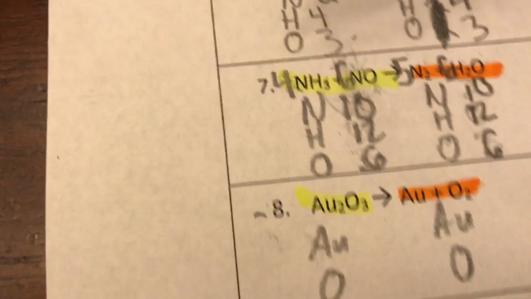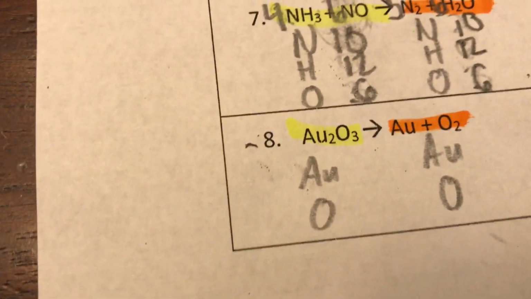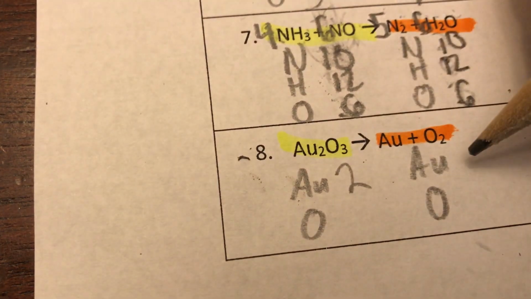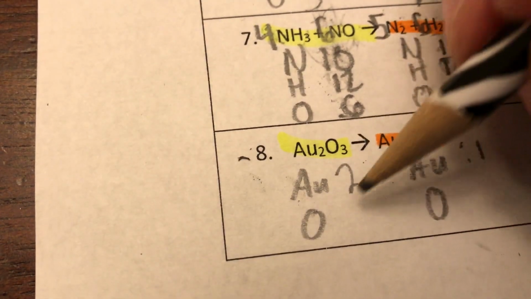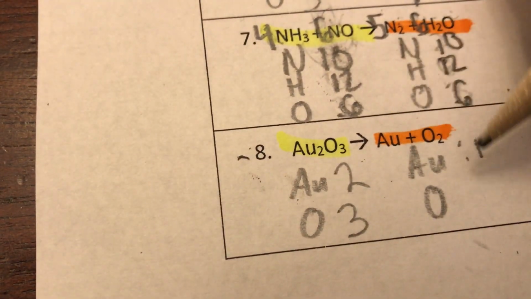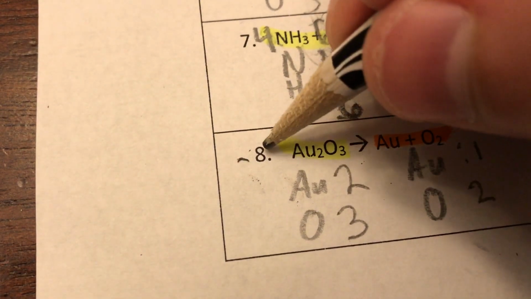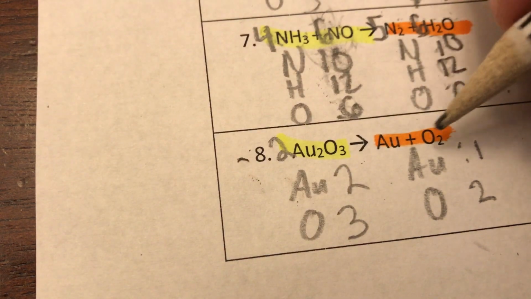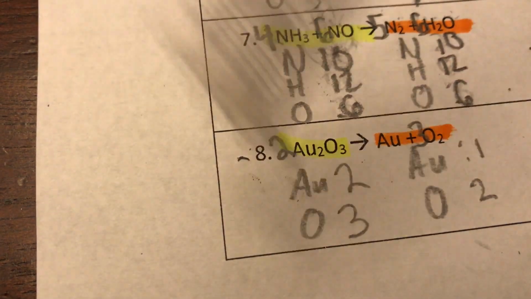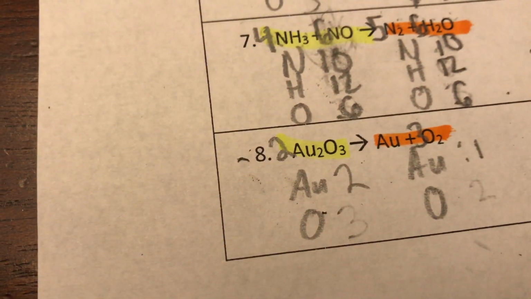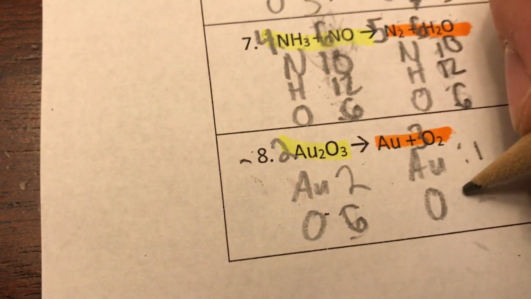Very last one. I've got 2 gold to begin with. I've got 1 at the end. I've got 3 oxygen to begin with. I've got 2 at the end. So once again, lowest common denominator between 2 and 3 is going to be 6. So I'm probably going to want to take advantage of that and get a 6 on each side for oxygen.